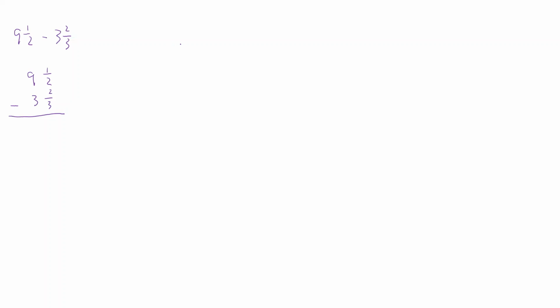So here again, our LCD is going to be again 2 times 3, which is 6. So we're going to multiply that by 3 over 3 and this by 2 over 2. So when we do that, that's going to give us 9 and 3 over 6 minus 3 and 4 over 6. All right, so here is the problem. 3 minus 4 is going to give us a -1.